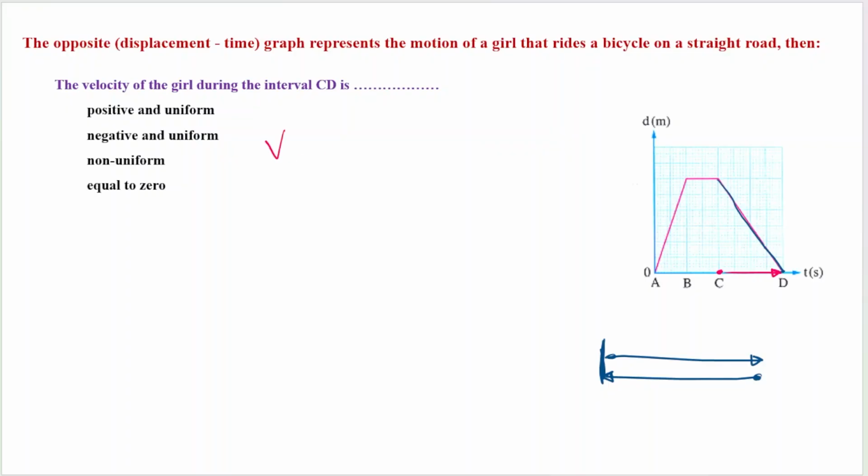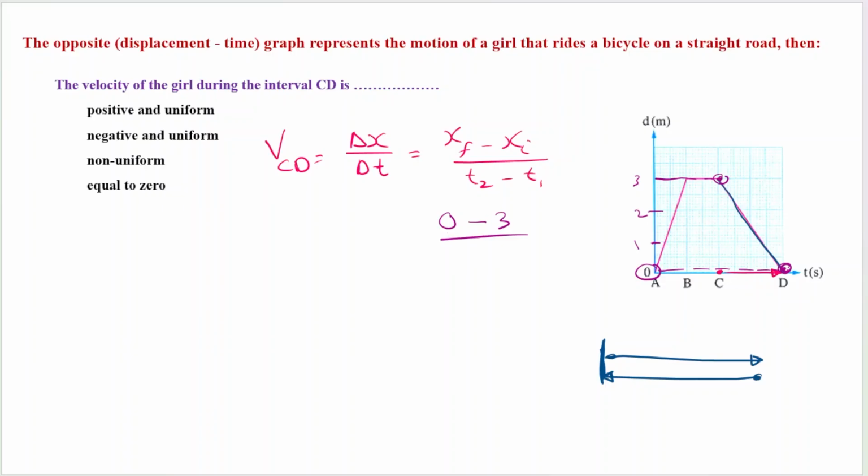So to calculate the velocity of the girl during CD, you will use the same formula, delta x, which means change in position or displacement, divided by time. So final position minus initial position over final time minus initial time. Can you see? The final position is 0. So it's 0 minus the initial position. I will add the same numbers: this is 1, this is 2, this is 3. So the initial position is 3.